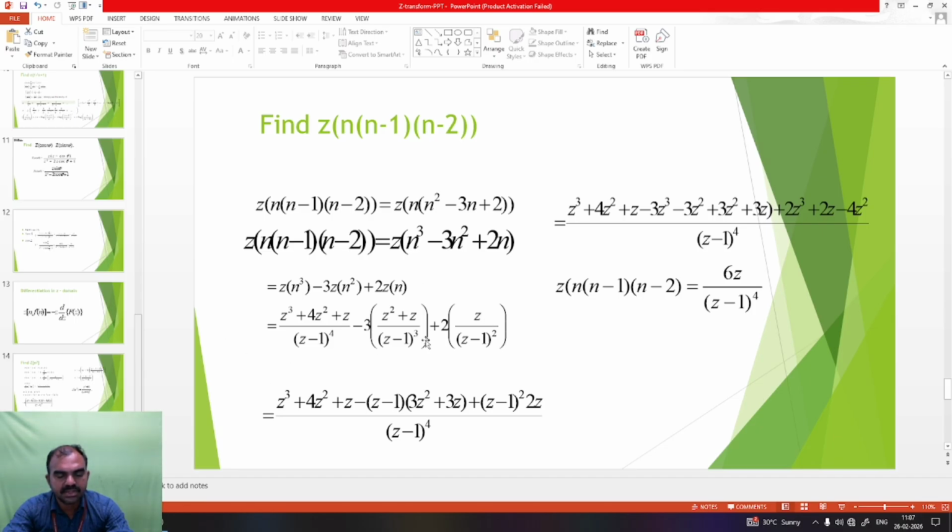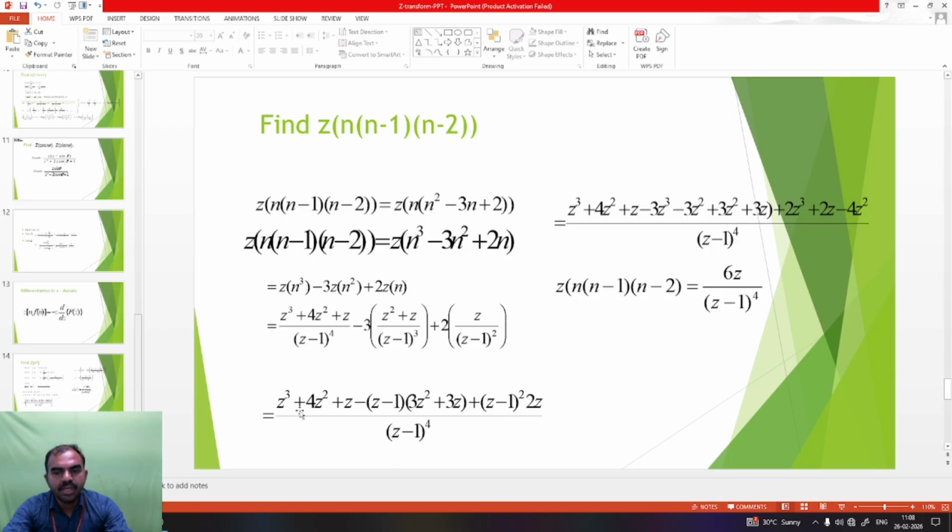Now the simplification of this one. Take the LCM, the maximum value is z minus 1 power 4. The same numerator here, z minus 1 the whole cube only. So multiply numerator by z minus 1. So minus of z minus 1, multiply 3z square plus 3z. Here the denominator is z minus 1 the whole square only, but we take the LCM of z minus 1 the whole cube. So multiply numerator by z minus 1 the whole square. Here 2 into z, 2z.